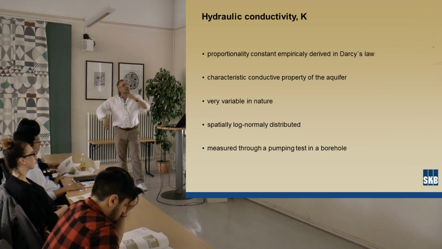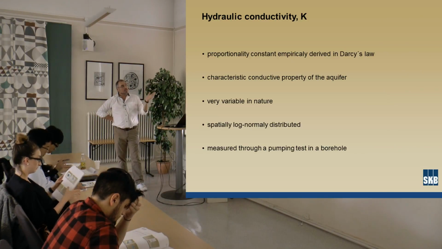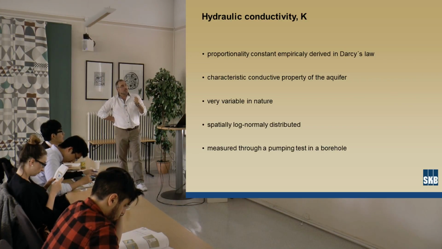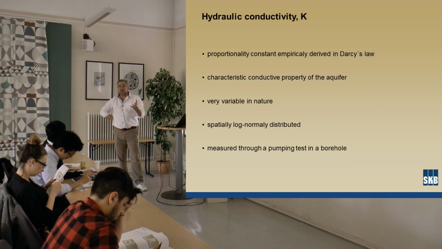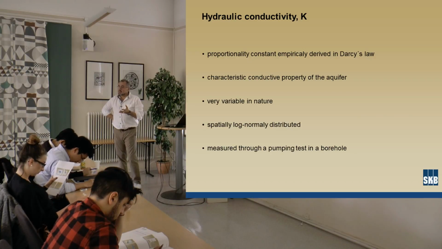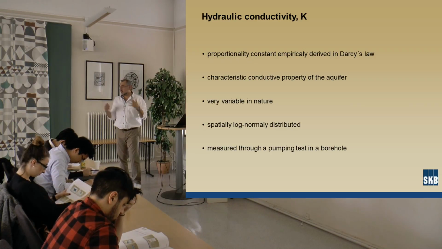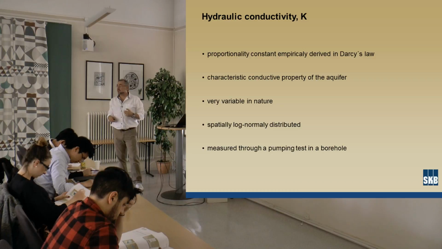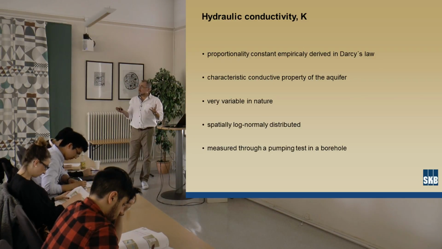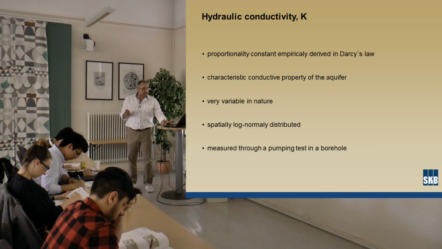So to summarize the hydraulic conductivity, it's a proportionality constant derived from Darcy's law. We know now it's a representative property of the aquifer, of the conductive property of the aquifer. It is very variable in nature. It is log normally distributed in space. That is proven empirically. And it is usually measured with the pumping test, which is a standard, easy test to perform.